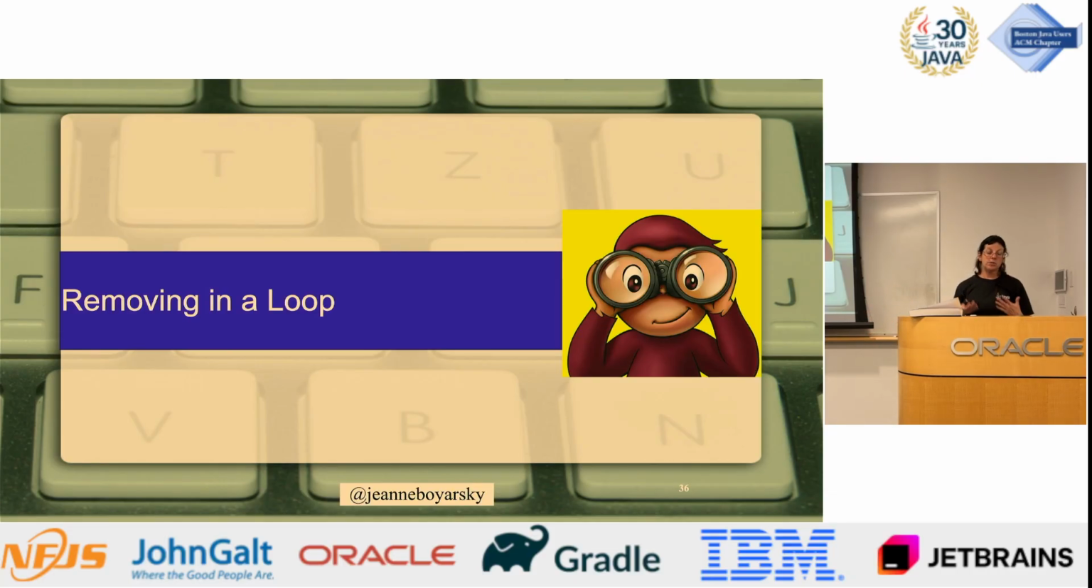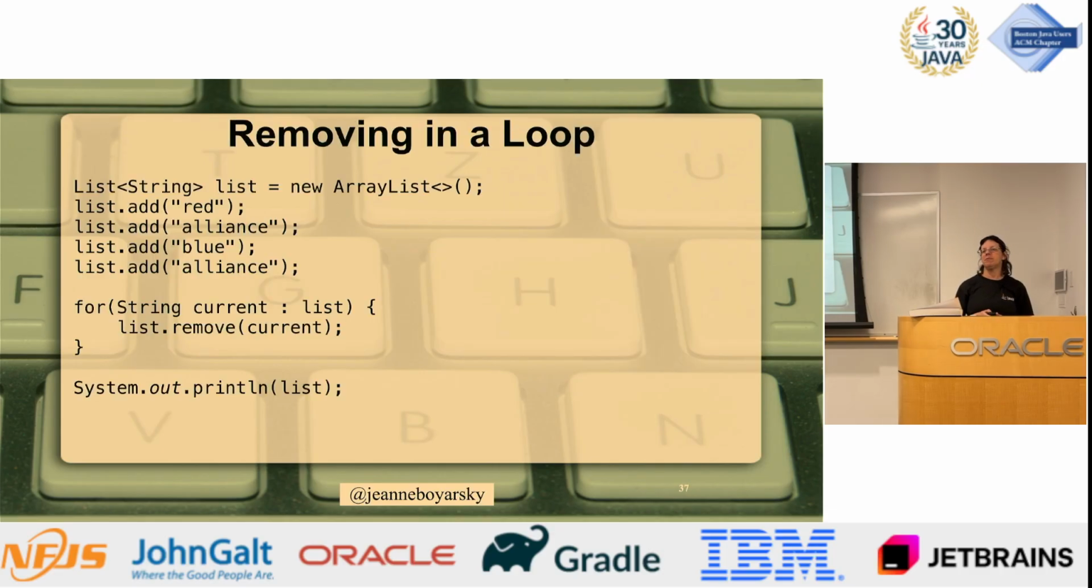Our next topic is one that is not a new puzzler. It's classic, which is removing stuff in a loop. So some of you may have seen this before. Some of you may be new to it. So I've got a list, Red Alliance, Blue Alliance. For those of you who have heard of FIRST, shout out to them.